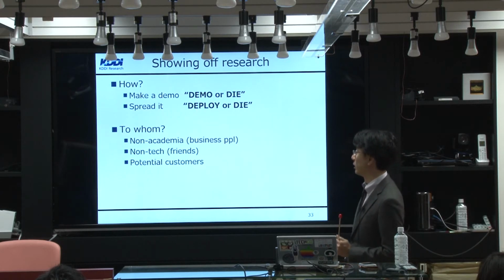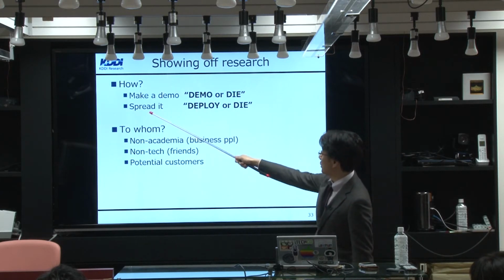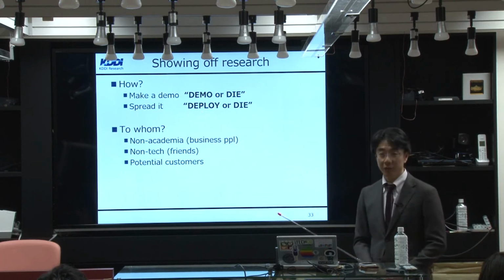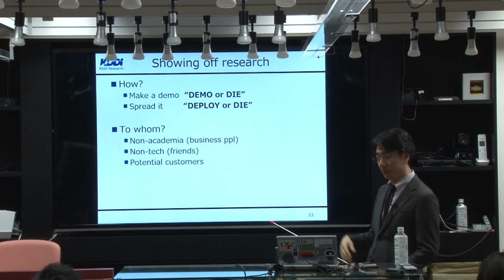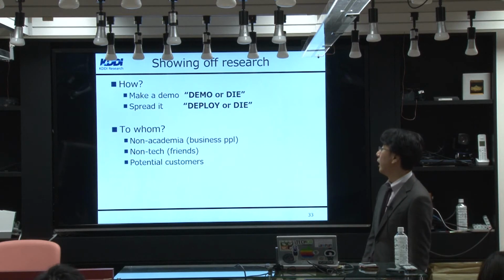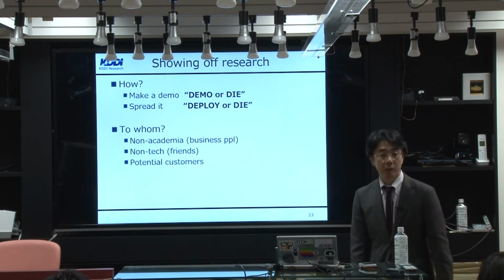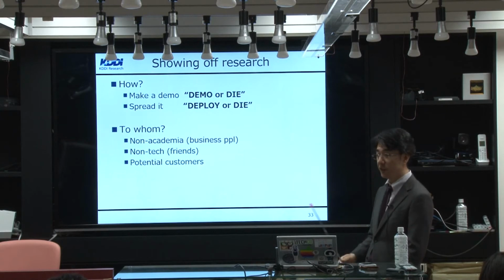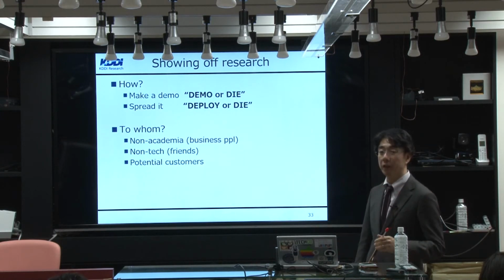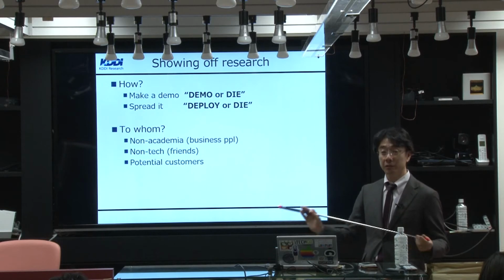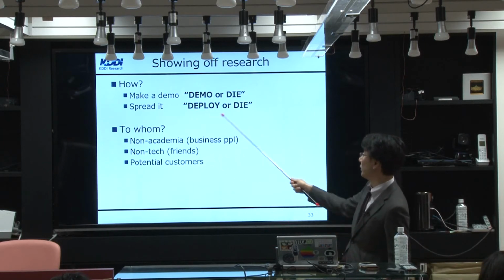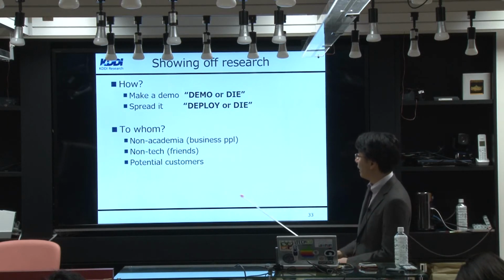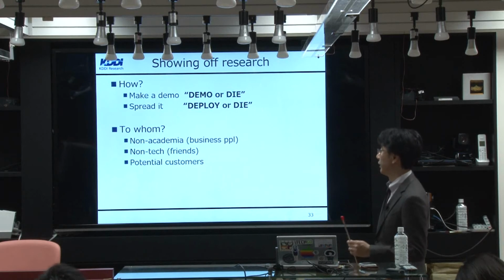The second part is to spread it. This was difficult, but it's pretty easy now, since the internet is all over the place, and there are all kinds of ways to spread your ideas. If you can make an app, a smartphone app, for example, you can put it on the market and find out how actual people use whatever technology you have. So this is "deploy or die," which is the next key message of MIT Media Lab. And to whom? This is also a good thing to consider.